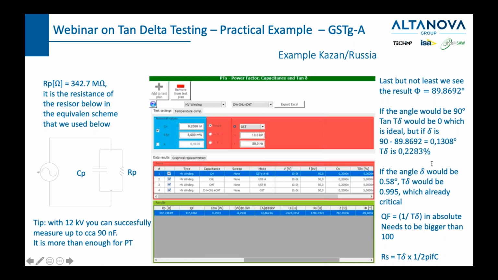Mr. Harit Al-Shamsi, how frequently can tan delta tests be done? As frequently as you like. There are no limitations on that. Once a year would be good. Once every 2 years would also not be bad. Minimum once every 5 years.